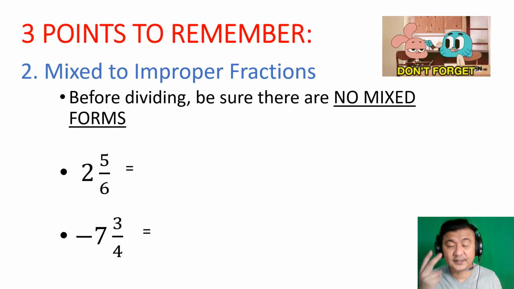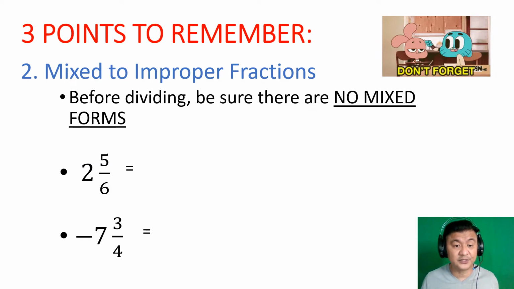All right, the second thing that you should remember is how to convert mixed forms to improper, okay? So what do you mean by mixed forms? This is a mixed form because it has a whole number and a fraction. Take note, in division, do not use mixed forms. You're not allowed to use mixed forms. Therefore, you have to convert them to a single fraction. And how do I do that?